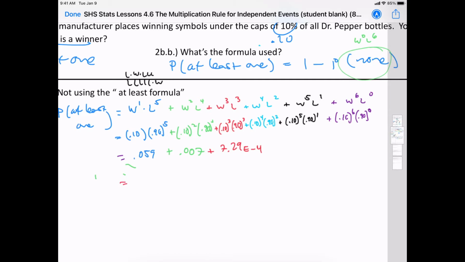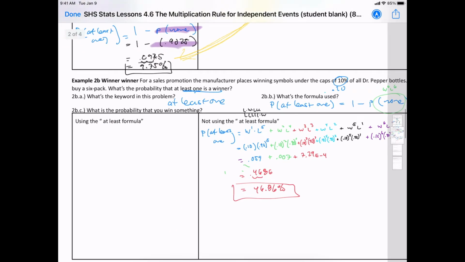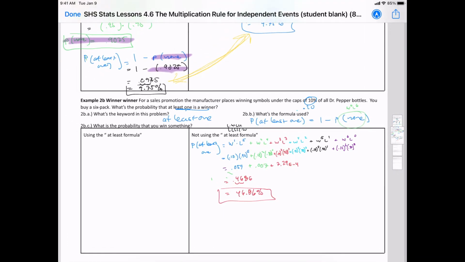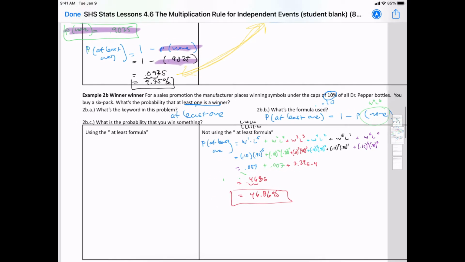And when you do, you will get 0.4686. There is a 46.86% chance that you will get at least one winner in a bottle of 6. Okay? I kind of show you that not using the at least formula is really, really a lot of work, right? So let's use the formula over here.